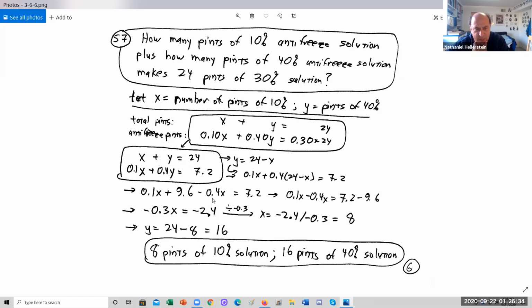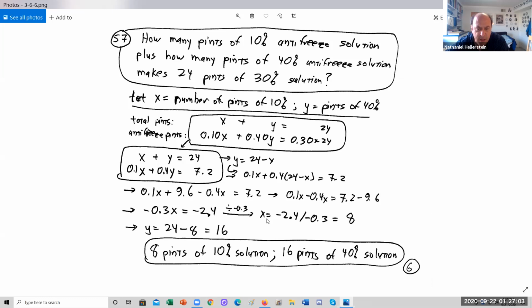We have X's on this side. We move the 9.6 to the other side by subtracting it from both sides. So you get 0.1X minus 0.4X equals 7.2 minus 9.6. The left side simplifies to minus 0.3X. The right side simplifies to minus 2.4. And so minus 0.3X equals minus 2.4. Divide both sides by minus 0.3.